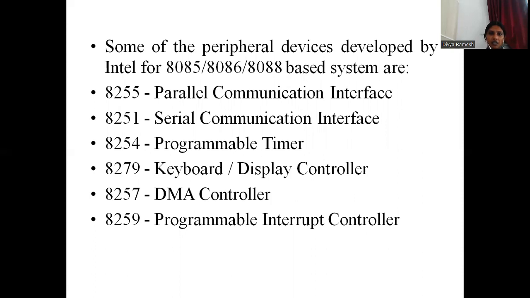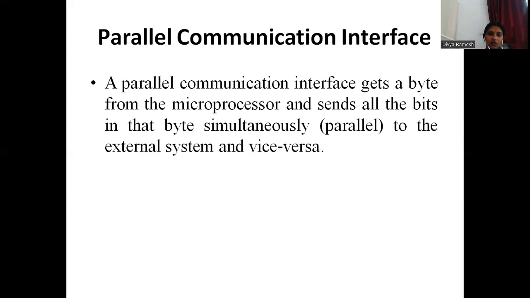These are some examples of peripheral devices which are developed in order to communicate with your processor. The first one is 8255, which is a parallel communication interface. 8251 is meant for serial communication interface. Similarly, 8254 is for programmable timer, 8279 for keyboard and display, 8257 is for DMA controller, and 8259 is for programmable interrupt controller. Today we are going to see about the parallel communication interface, that is 8255.